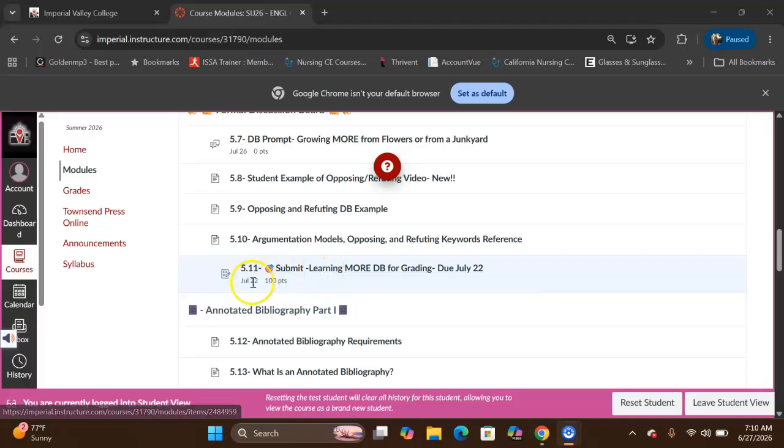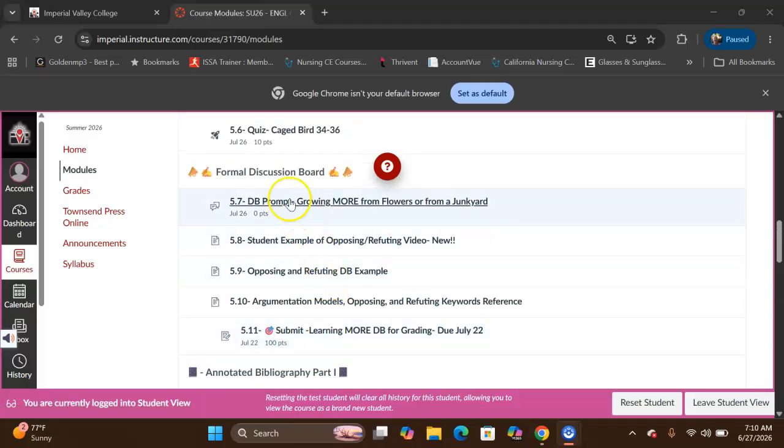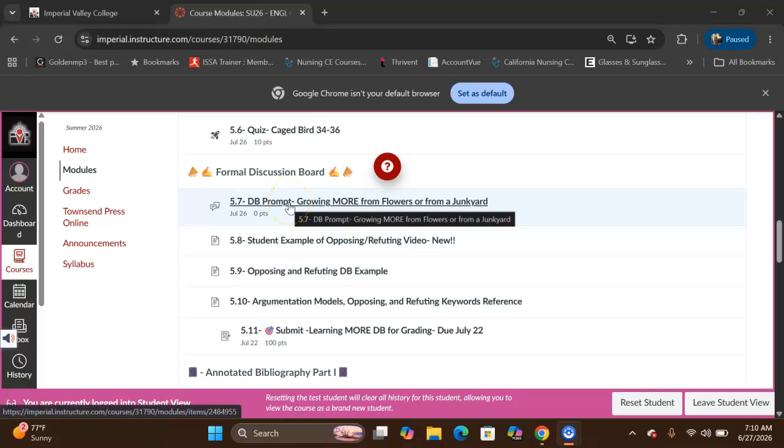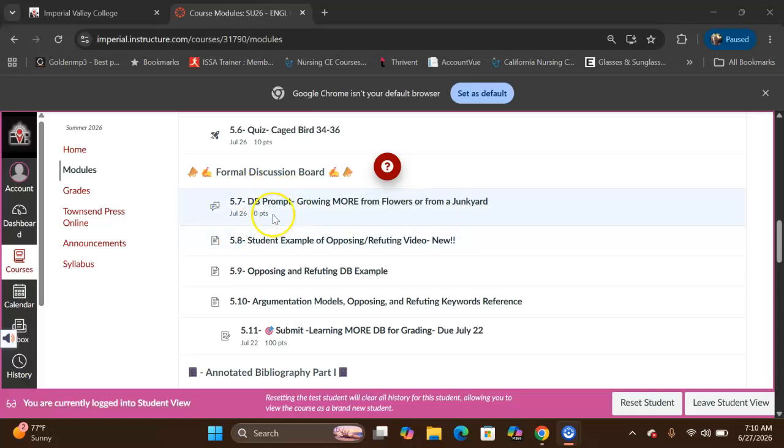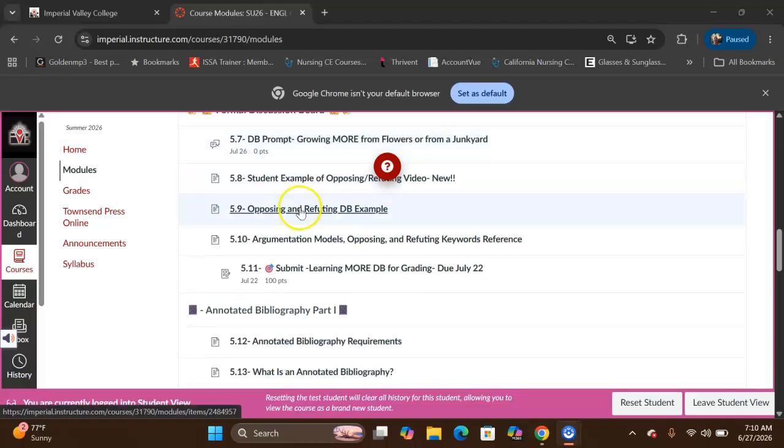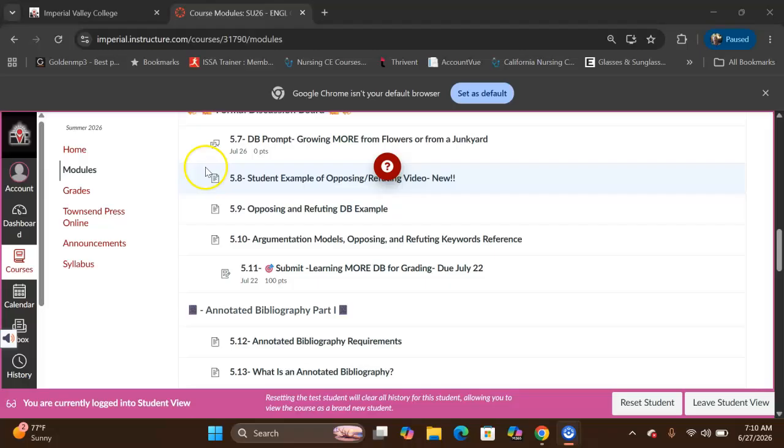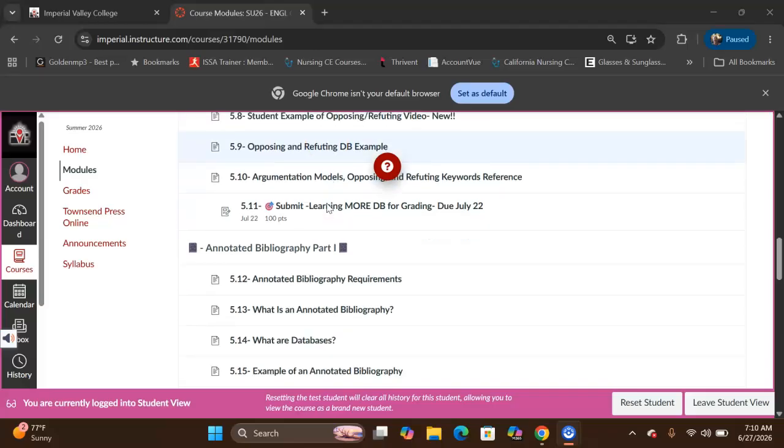The initial post is due here, July 22nd. And here you paste it, put it in the thread, and then you have to have 4 student responses by Sunday, July 26th. Now remember, this is opposing and refuting. We're acting as though we have a paper where we have a pro, pro, pro, and then we want to bring in the opposing and the refuting. Follow the steps.